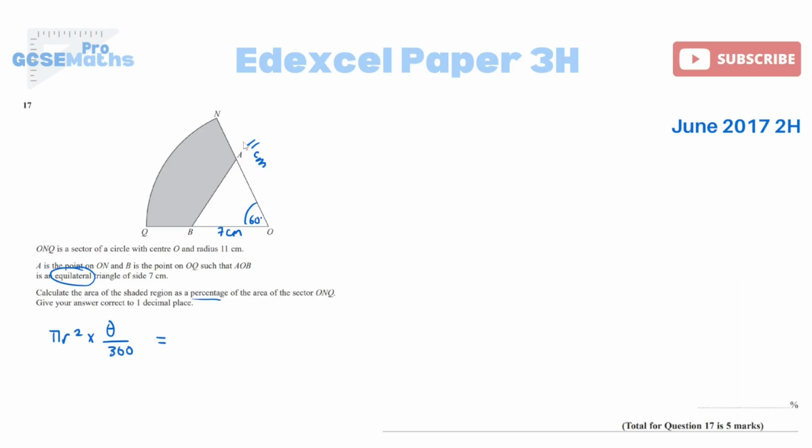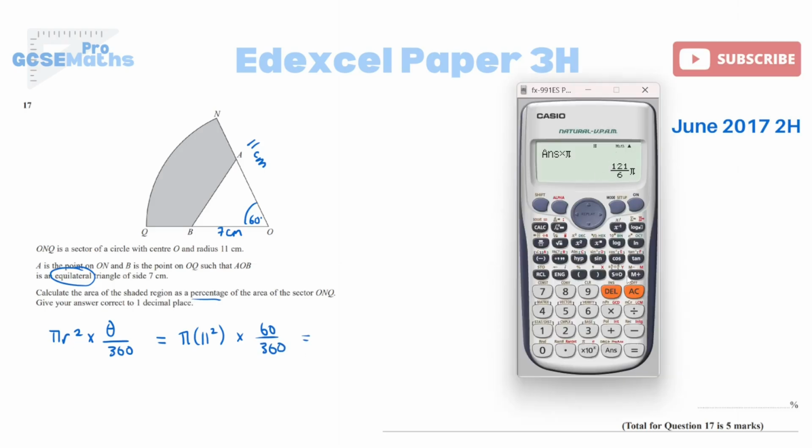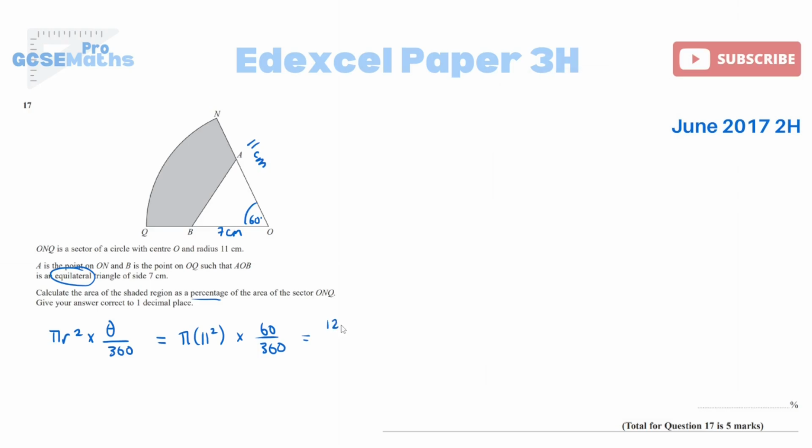So the area of the sector would be pi times the radius. Now remember that the radius of the actual sector is 11, so 11 squared. And then times 60 divided by 360. So I'm going to leave it in terms of pi because it's not the final answer. So we've got 121 over 6 pi. Now that is centimetres squared. So that's the sector. Now I want the area of the triangle.